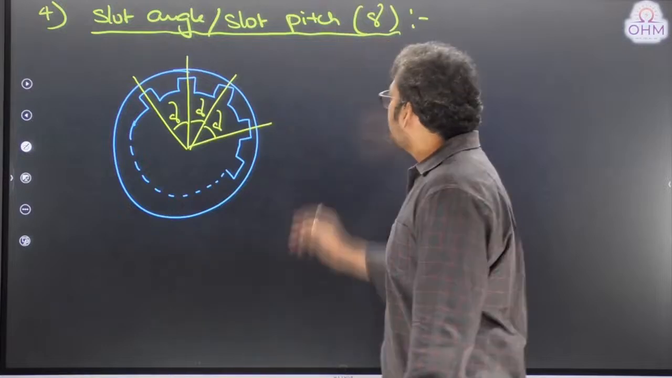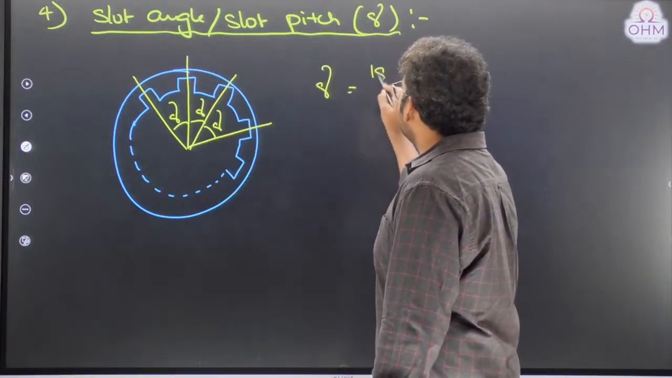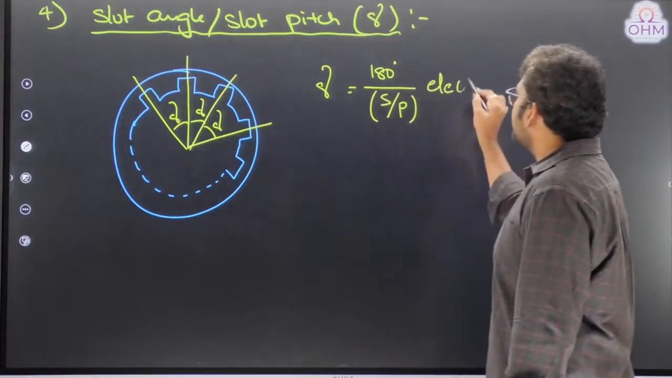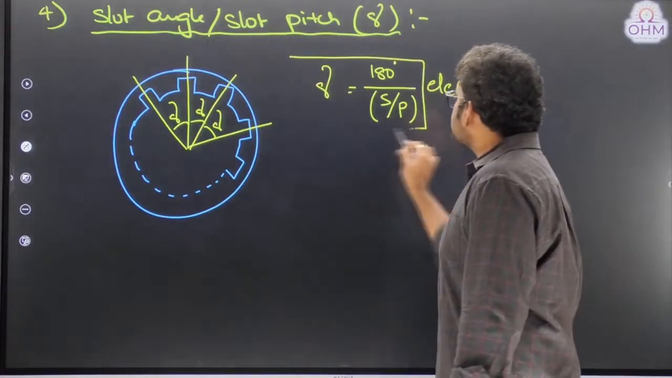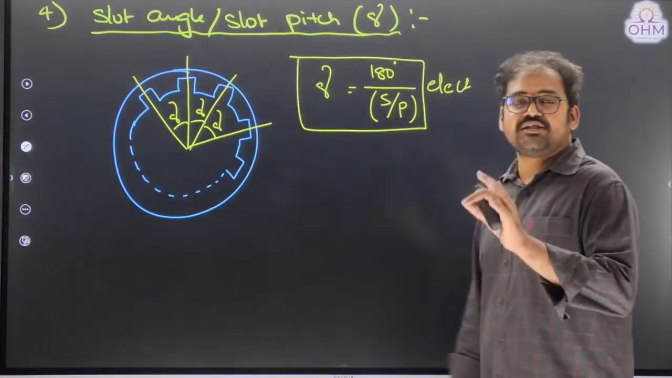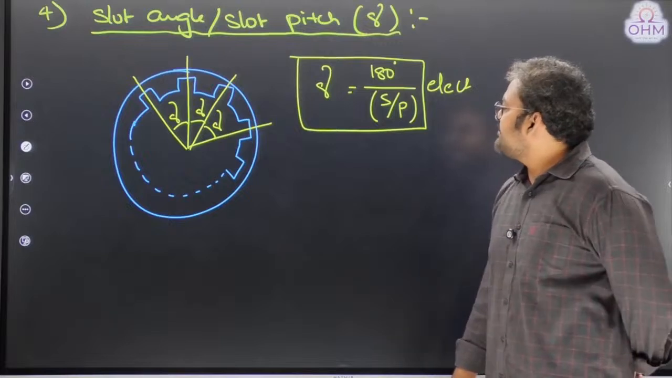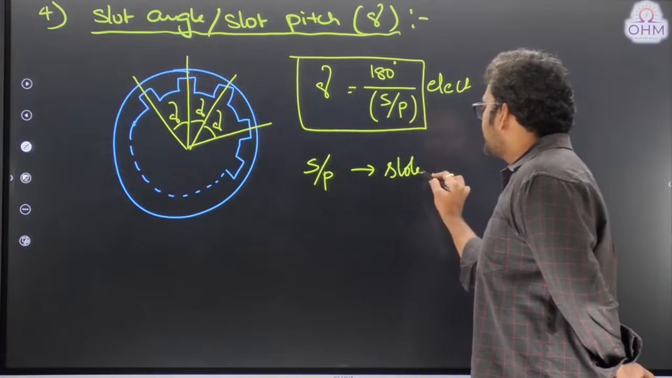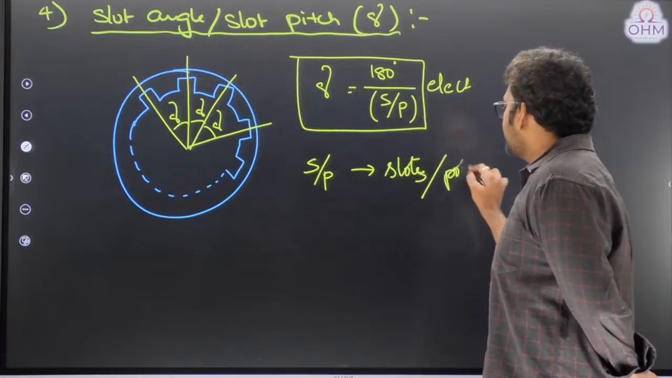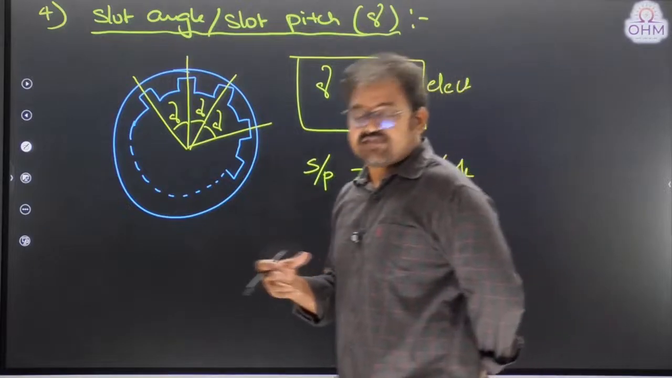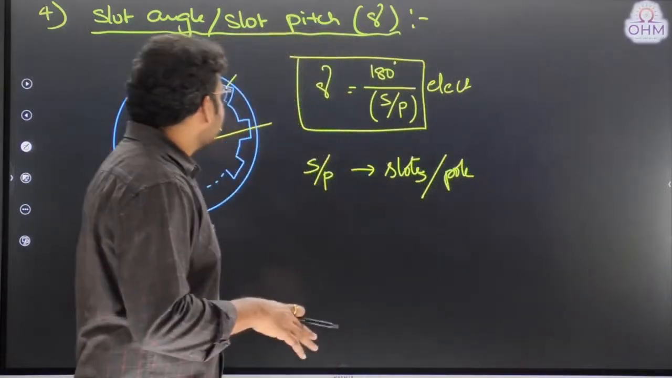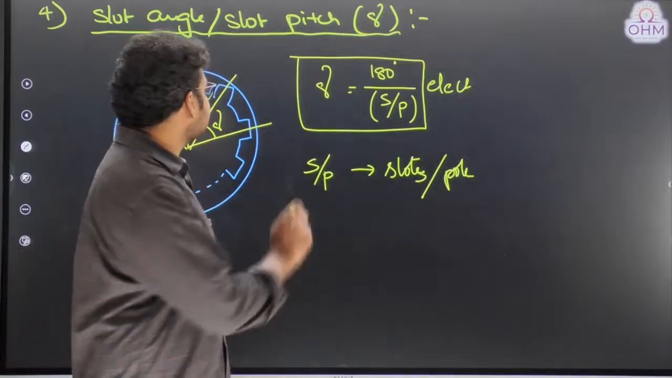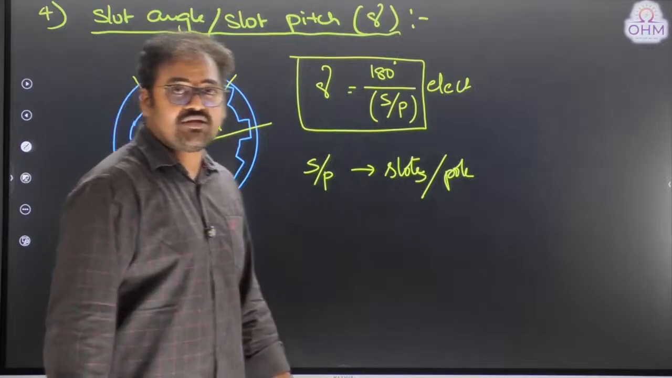Slot pitch angle gamma is equal to 180 degrees divided by slots per pole, in electrical angle. Remember, anything that we express mathematically must be in electrical angle only. 180 degrees divided by S by P, where S by P is known as slots per pole. So if you know how many slots are there per pole, then you can easily find out the slot angle, 180 degrees by slots per pole. This is the next most important term in armature winding.